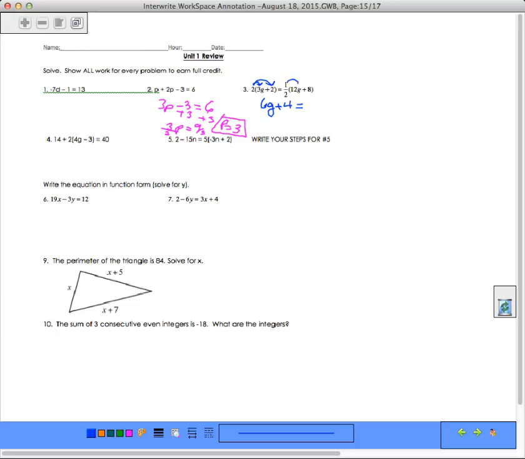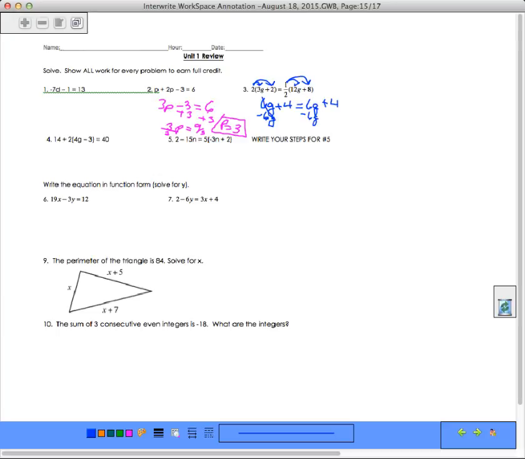You take whatever's here times whatever's inside. So 1/2 times 12g is 6g. And 1/2 times 8 is 4. I have 6g, and I want to move it. I need to get my g's on the same side. So I'm going to subtract, get my variables on the same side.